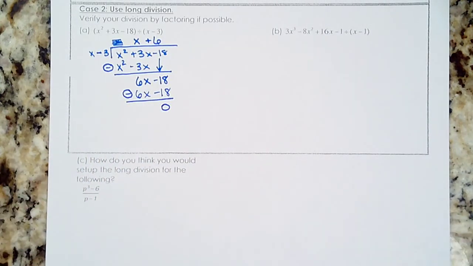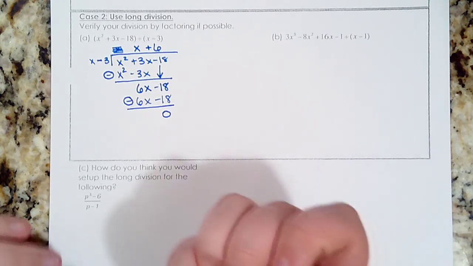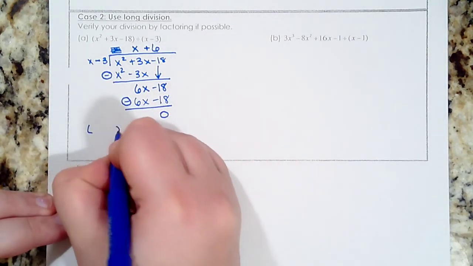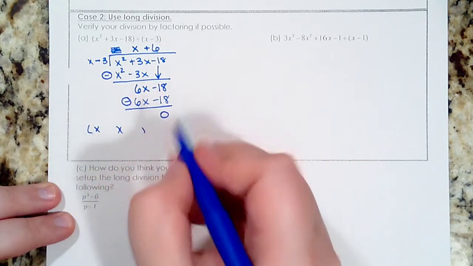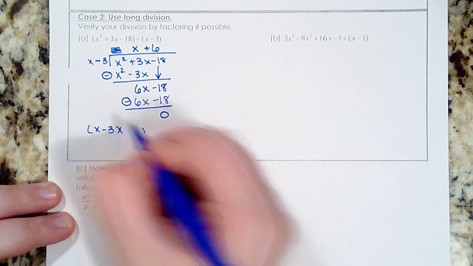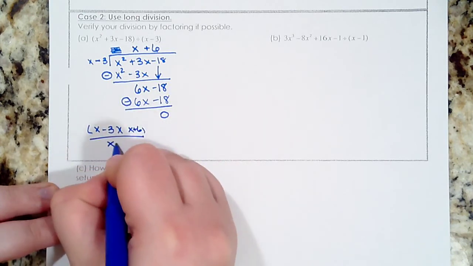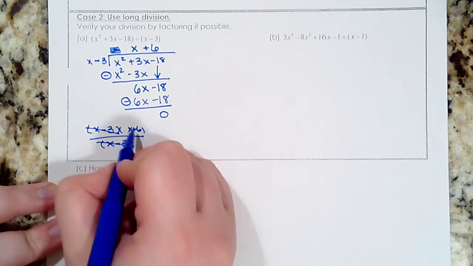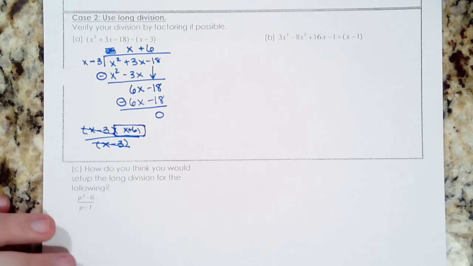I'm happy with a 0 at the end because it means I have no remainder. Notice in the directions it says verify your division by factoring if possible. The nice thing is we can in fact verify this because the top becomes x minus 3 and x plus 6 over x minus 3. And because those are multiplied, we can cancel them out and verify that our answer is just x plus 6.